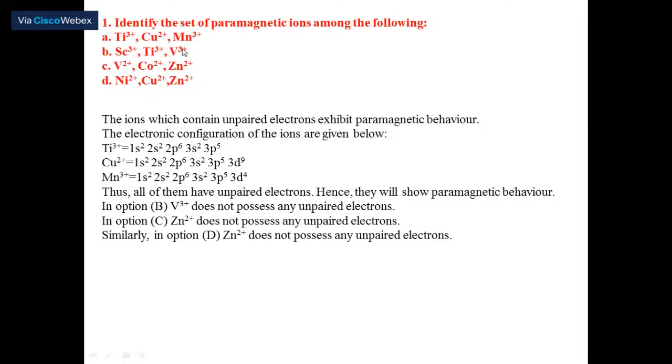Otherwise, we'll come to vanadium 3+. It does not possess any unpaired electron. Vanadium does not have any unpaired electrons. That means this answer is wrong.